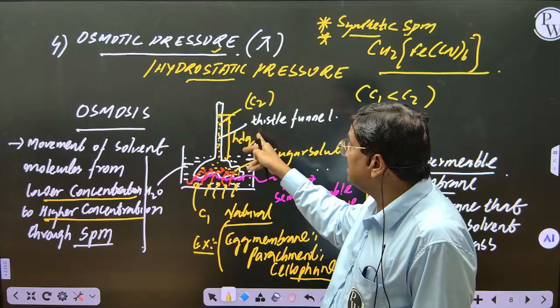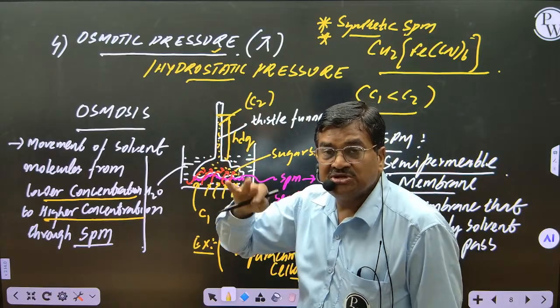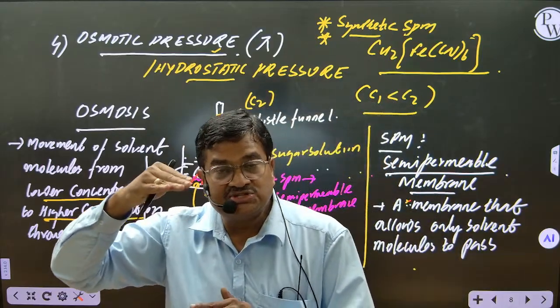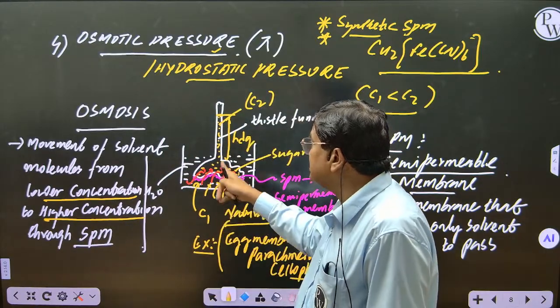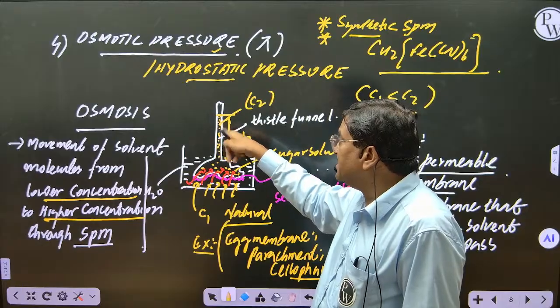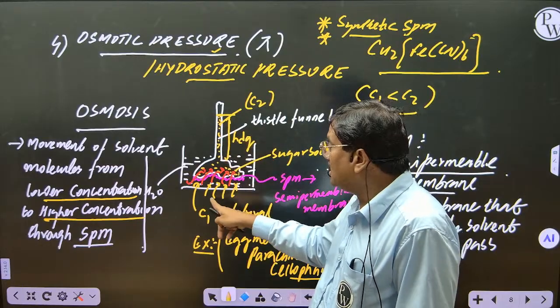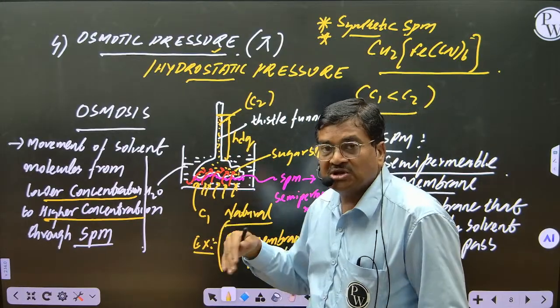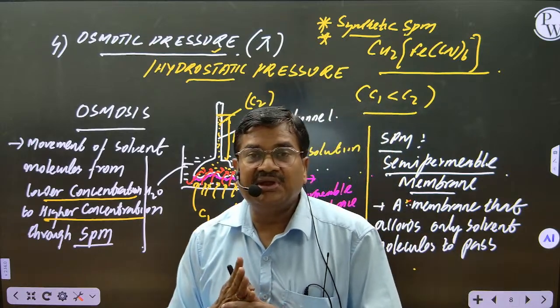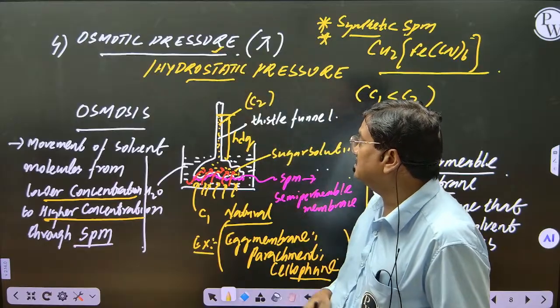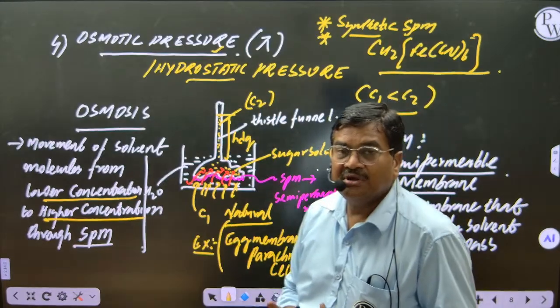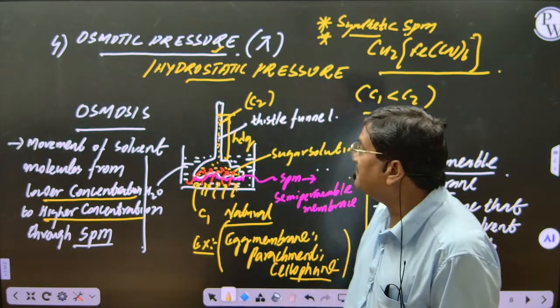Osmotic pressure is nothing but the pressure exerted by the solution. On what is it exerting? On the solution. After a certain time, as solvent molecules are moving inside the thistle funnel, it is exerting pressure on the solution, and it will not allow the passage of further solvent molecules into it. That pressure we are calling osmotic pressure. Understood all of you? Clear? So that is the right definition of osmotic pressure.